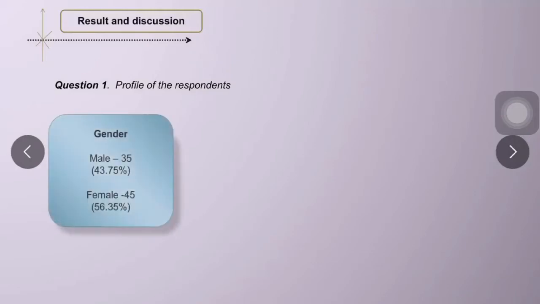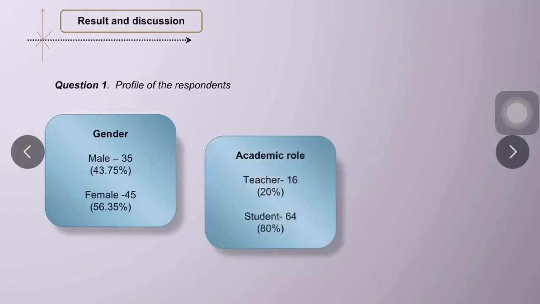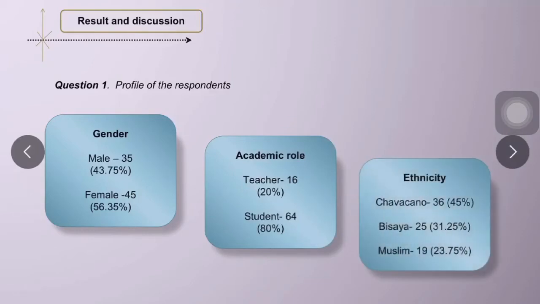Results and discussion. Question number 1. Profile of the respondents. On gender, female had the highest population, obtaining 56.25% out of 80, while male obtained 43.75% out of 80. In academic role, teacher had the lowest population, obtaining 20%, while student got the highest population with 80%. For ethnicity, Chavacano tribe got 45%, Bisaya got 31.25%, and Muslim had the lowest population among the others with 23.75%.